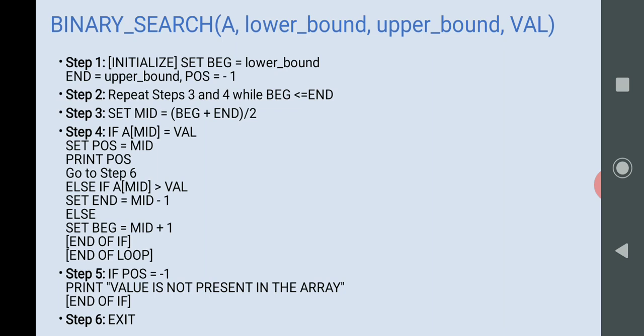So what do you understand? There is a list that has a number of elements. You are comparing the value with the middle value. If the value is greater than the middle, you search on the right. If the value is less than the middle, you search on the left. When you search on the left, you will change the end. If you shift to the right, you will change the beginning.